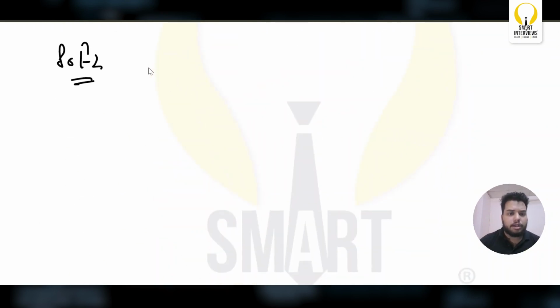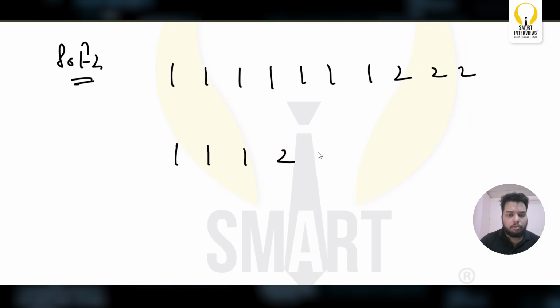For this, you can assume that you have, let's say, an array having more number of ones and few twos, and one more array having more number of twos and less number of ones. So here, if you have understood the problem, we need to leave 2/3 of the array. So that means this is not going to be the answer, 2/3.